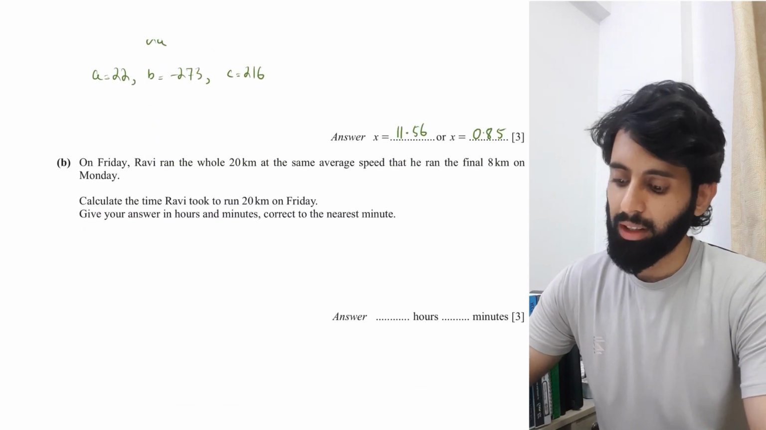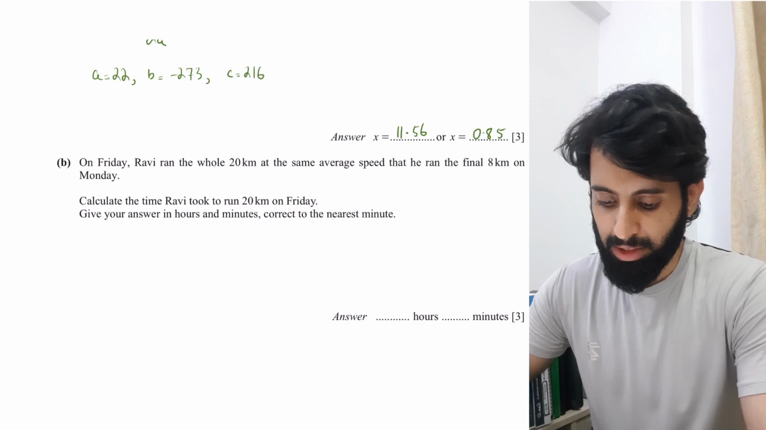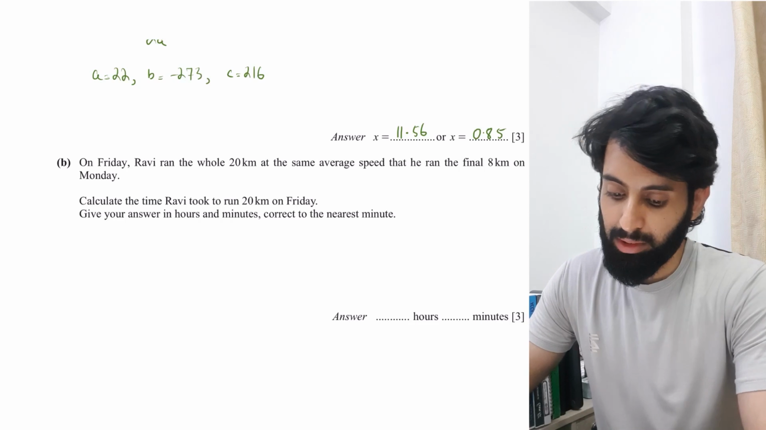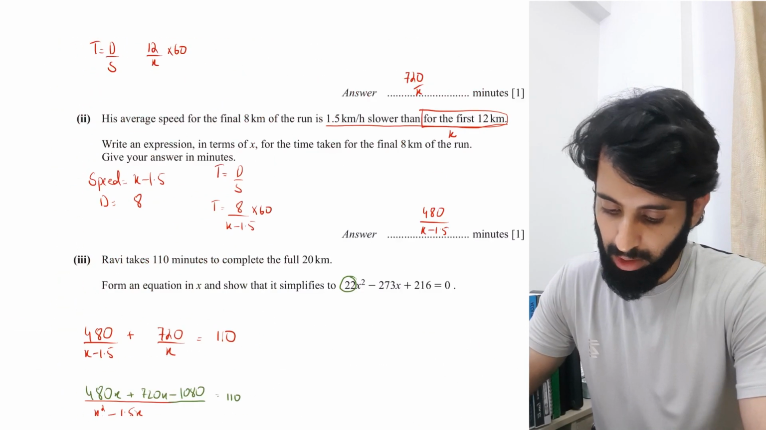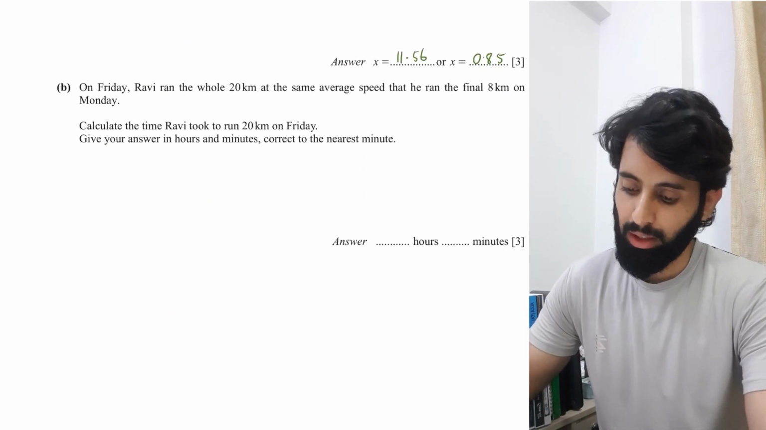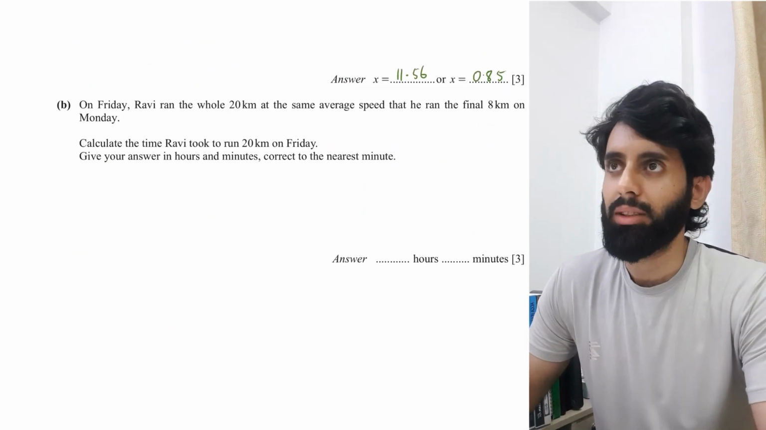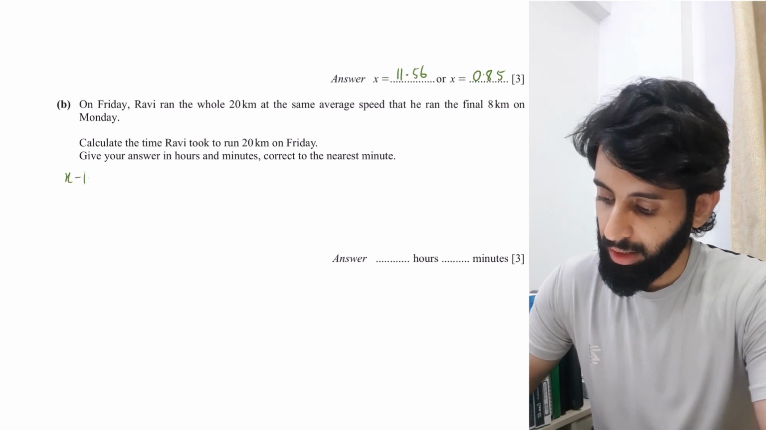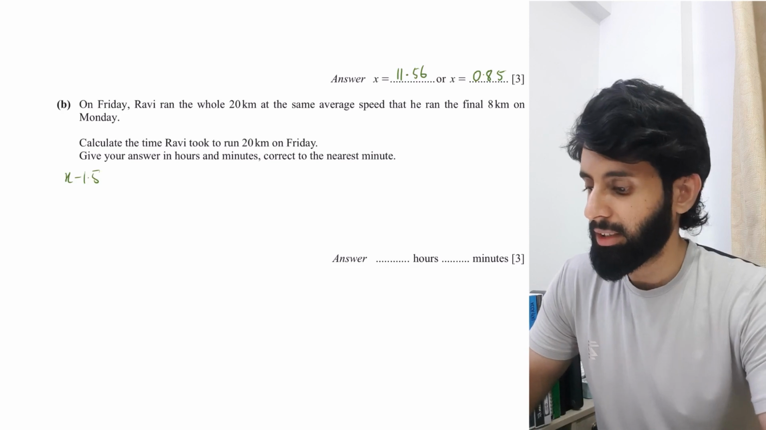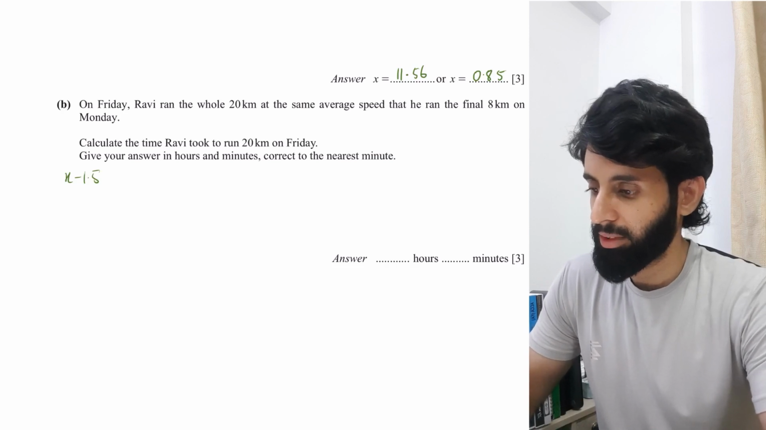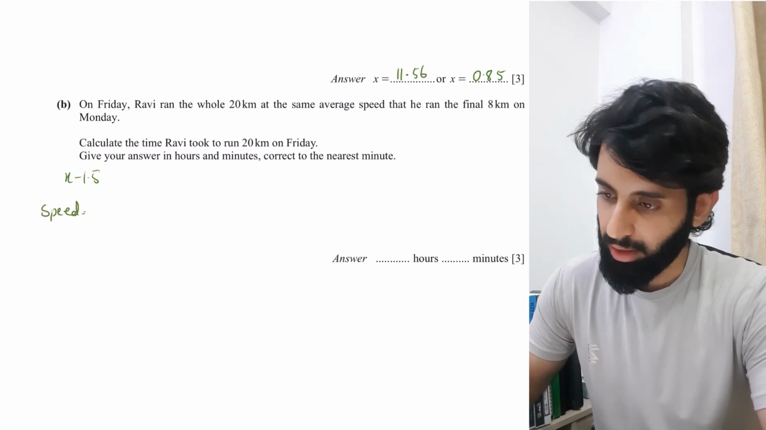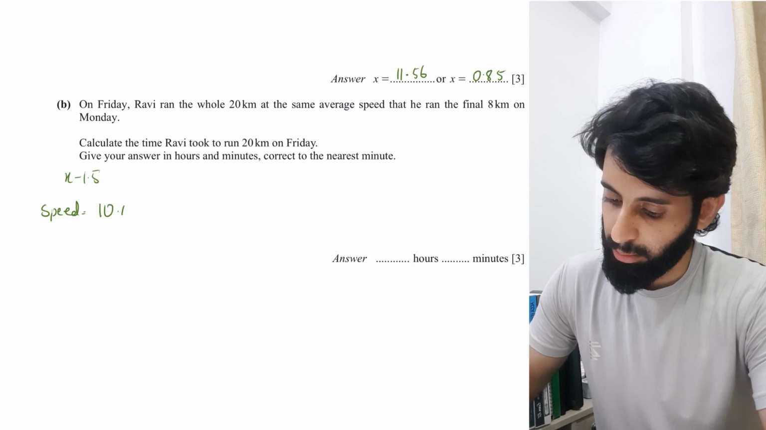Okay, then it says, on Friday, Ravi ran the whole 20 kilometers at the same average speed that he ran the final 8 kilometers on Monday. Now, what was his speed when he was running the final 8 kilometers? His speed was x minus 1.5. Now, at this point, we have to decide what value of x to take. So I can't take 0.85 because it's less than 1.5, because ultimately I'll have to subtract 1.5 from it. So that means I'll have to take 11.56. So that's exactly what I'm going to do. I'm going to take 11.56 minus 1.5, which tells me that his speed on Friday was basically equal to 10.06.